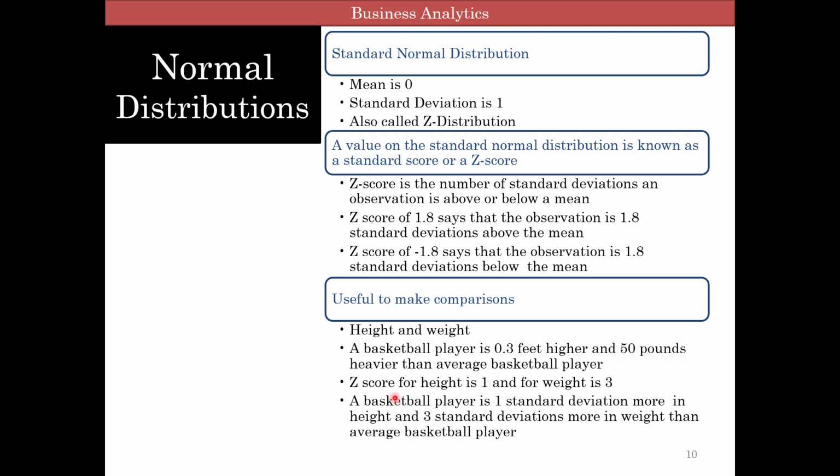But if you say this 0.3 feet higher is 1 standard deviation away, so the Z-score is 1, and the weight is 3, which means 50 pounds is 3 standard deviations away from the average weight, you can say the basketball player is 1 standard deviation more in height and 3 standard deviations more in weight. And you can compare them because now the units are in standard deviations. Furthermore, whether you change feet to inches, pounds to kgs, this 1 and 3 will not change because this is the number of standard deviations.